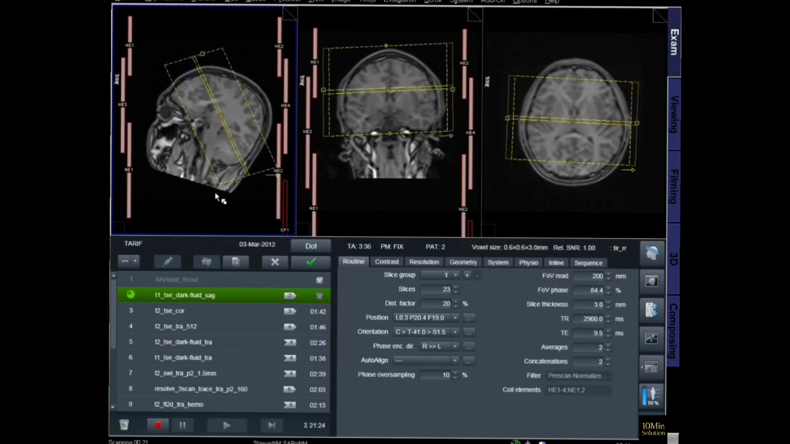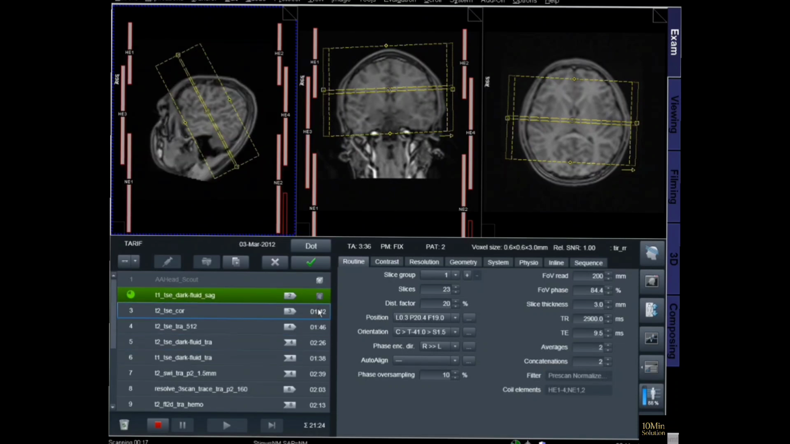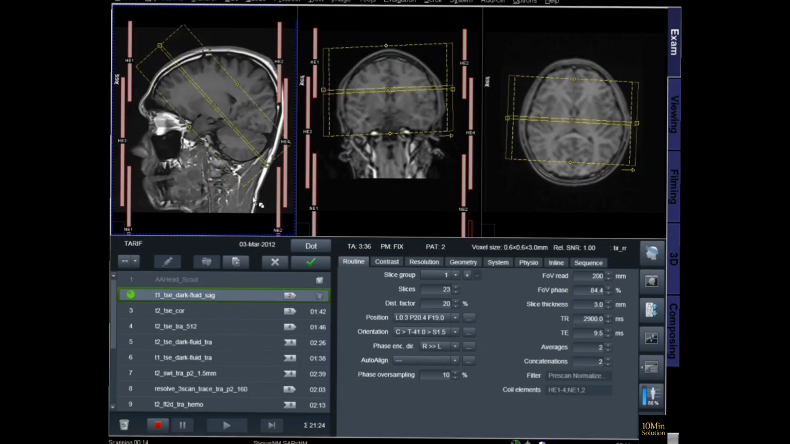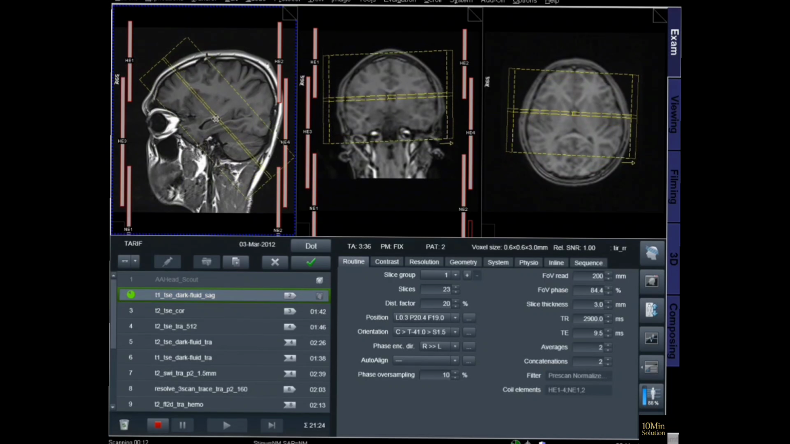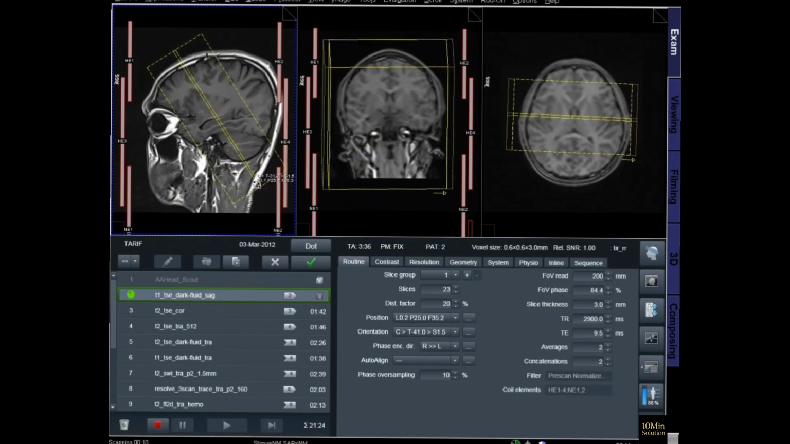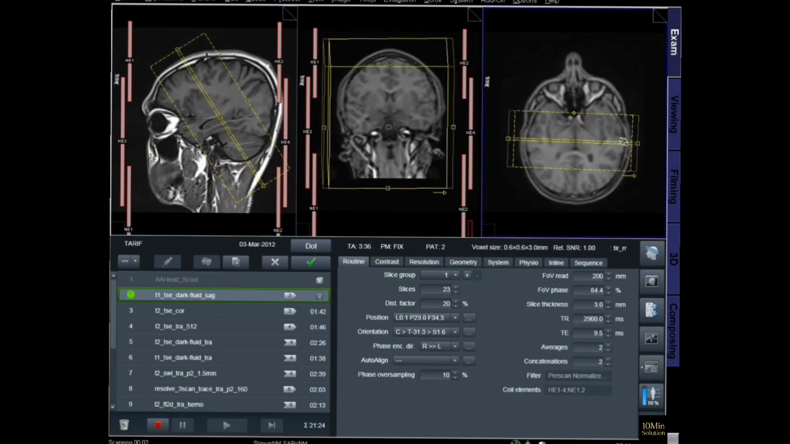T2 weighted imaging. Axial T2 weighted images are useful for identifying abnormalities in the brain parenchyma. FLAIR imaging. FLAIR sequences suppress the CSF signal, allowing better visualization of cortical lesions, edema, and gliosis.